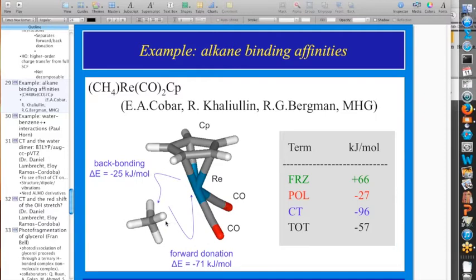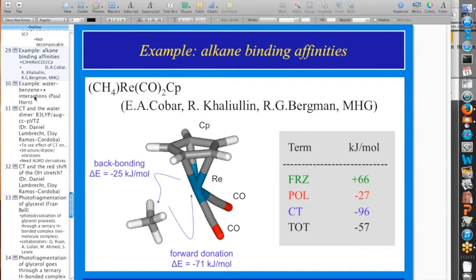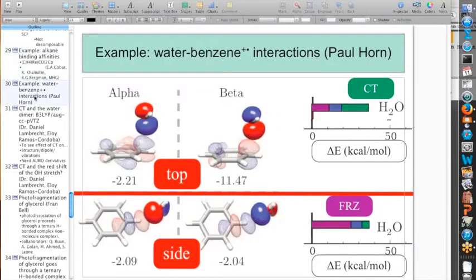And the dative interactions are dominated by forward donation from the CH bond into empty metal orbitals of the rhenium, with about a one-third contribution from back donation from filled rhenium orbitals to, well, the CH sigma star orbital. And so the fact that back donation is not so strong here is why this is a complex which doesn't go all the way to making a metal hydride. So that's the kind of physical component of it.